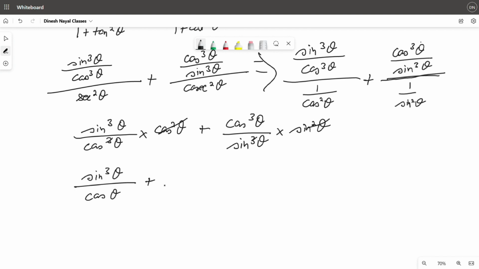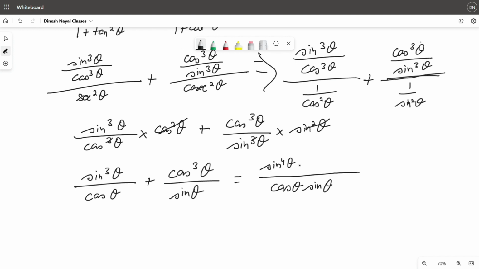plus cos cube theta by sine theta. Now we take the LCM, which is cos theta sine theta. Since the first term has cos theta, sine cube theta will be multiplied by sine theta to give sine to the power 4 theta. Similarly, cos cube theta into cos theta is cos to the power 4 theta.